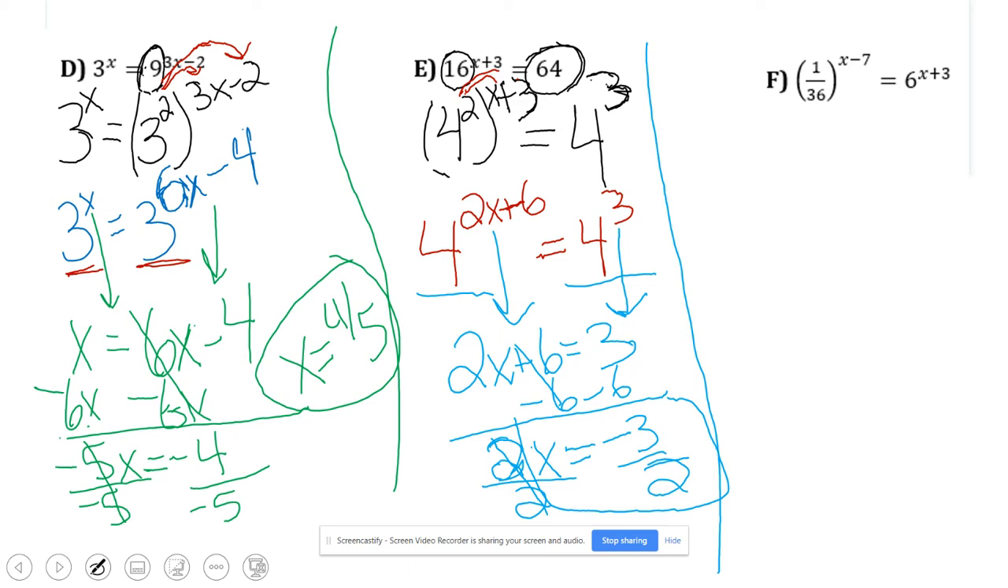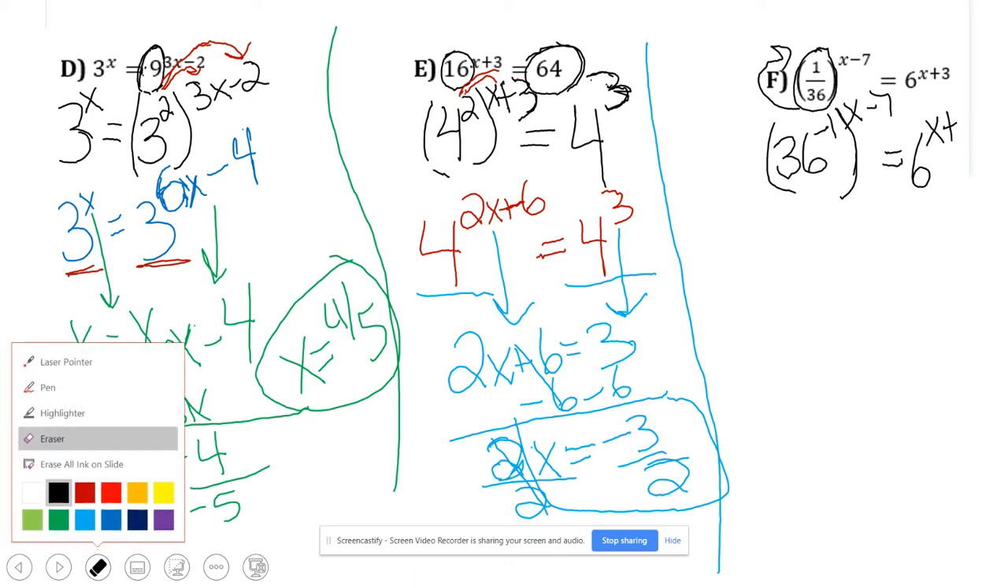Letter F. All right, well, I have a fraction on the left side and a not fraction on the right side. So I want to start with taking this left side and not making it a fraction anymore. In order to bring that 36 so that it's not underneath a 1, we use the negative exponent rule. So we change that to 36 to the negative first power. We haven't changed the x minus 7, and we haven't changed the base 6 on the right side. That should still be a 3, sorry.